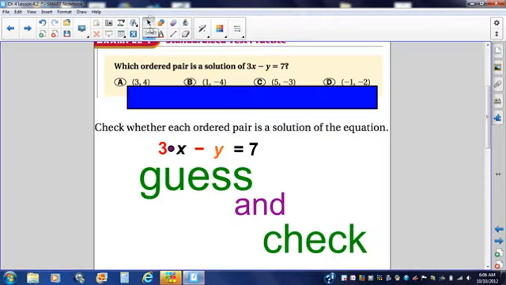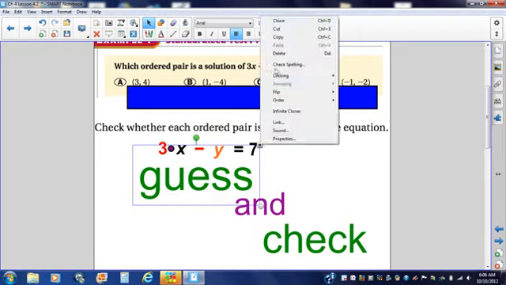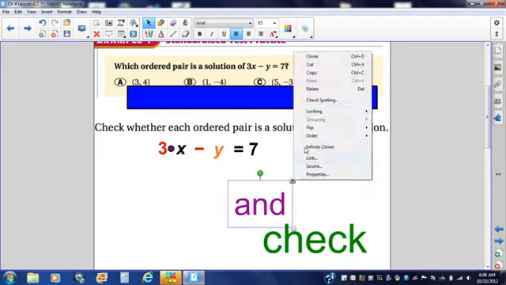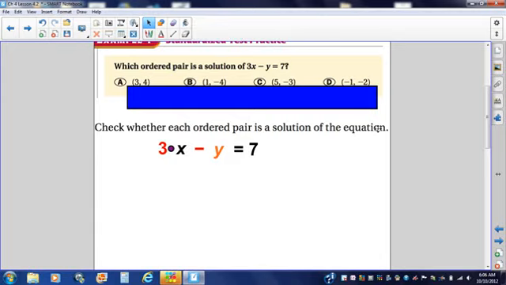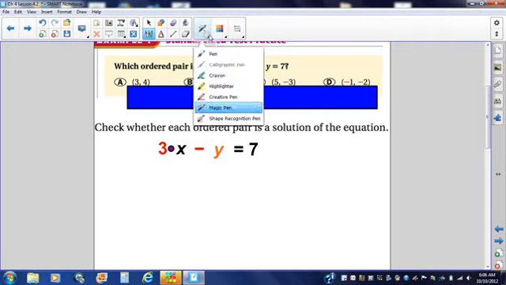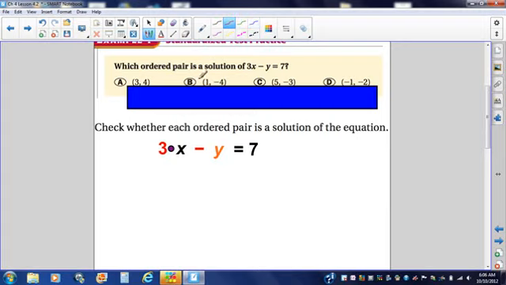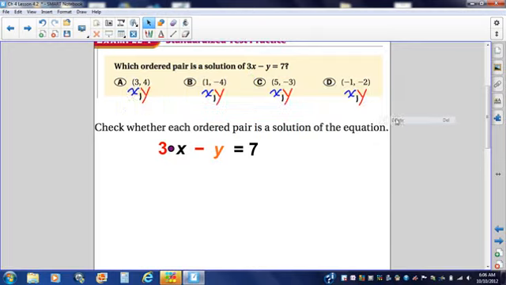All right, the question's asking us, which ordered pair is a solution? So we're going to use a strategy called guess and check. We're just going to guess an answer, and we are going to check it. So you have the equation 3x minus y equals 7 on your paper. We want to know which of these ordered pairs is a solution. So think of ordered pairs as an x and a y. An x, a y, an x, a y, an x, and a y.